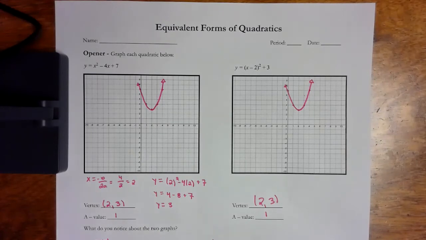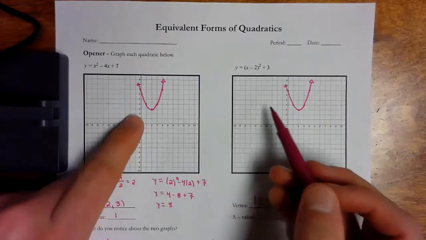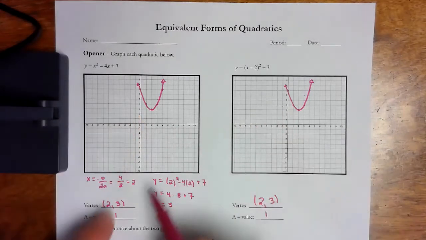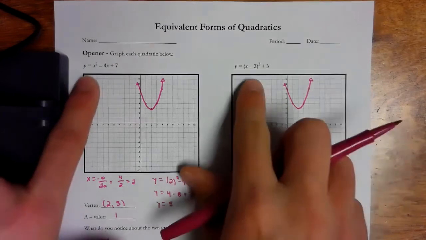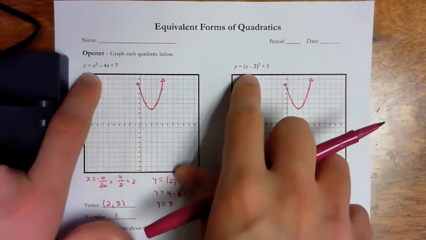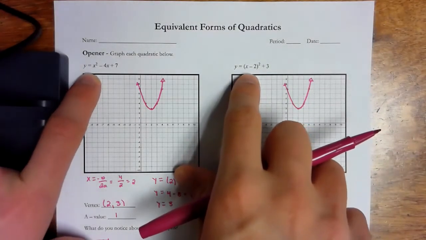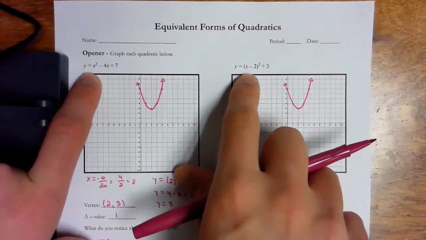All right, here is your work for the opening problems. And one thing that we should notice right off the bat, that the graph is the exact same, right? We have a vertex at (2, 3) and an a value of 1. And so we're going to get the exact same points for both graphs, and thus the exact same graph, even though their equations look different.